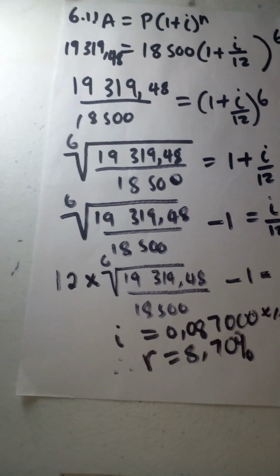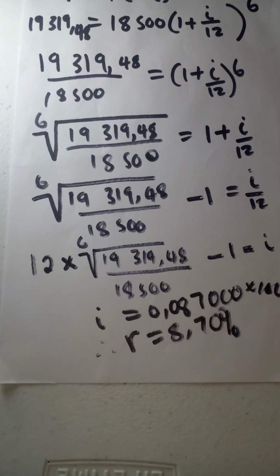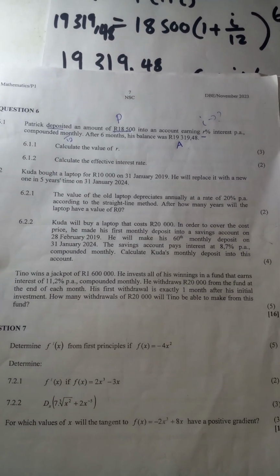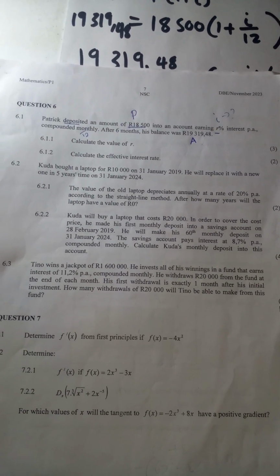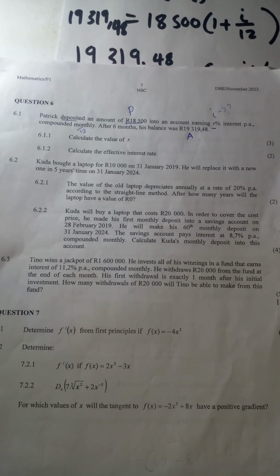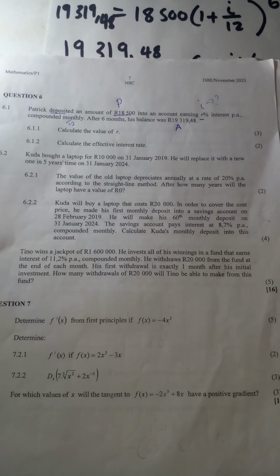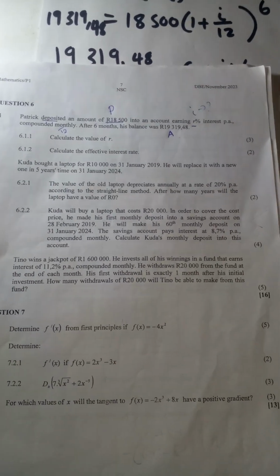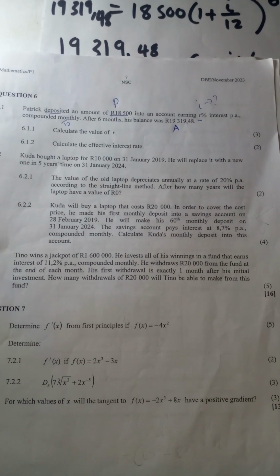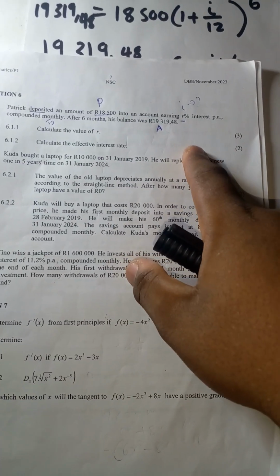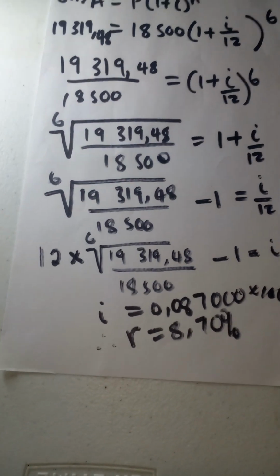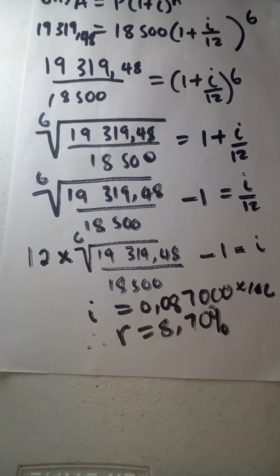So now guys, we're going to move on to the next question. Let's check what the second question wants. They're saying calculate the effective interest rate. So it means that the one you just calculated was the nominal rate. If the value of R was wrong, then this one is also wrong, so you must be careful guys. But now I can assure you that this one is the correct one. As you can see, I have used the correct method.